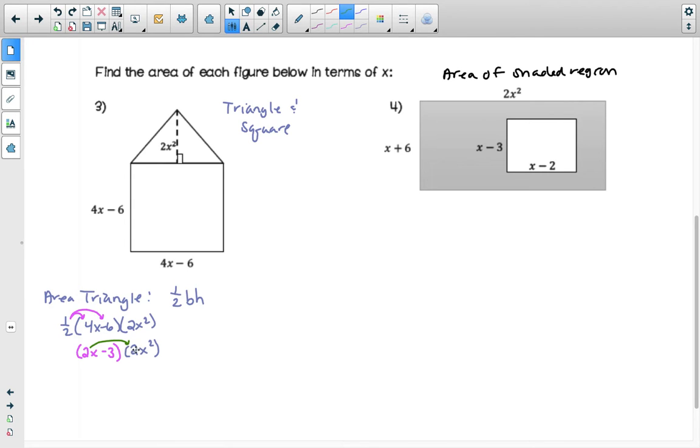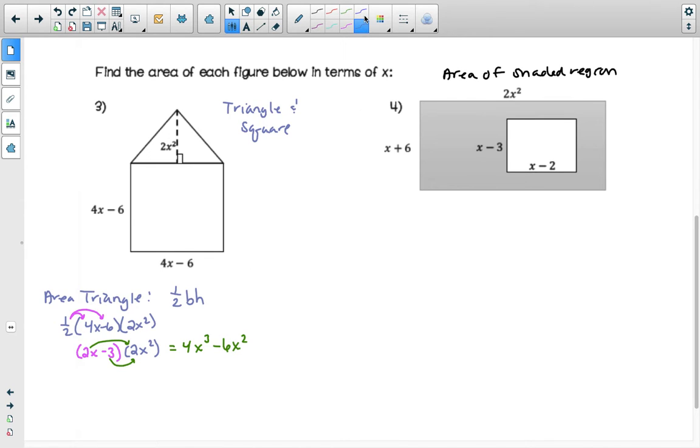I get 2x times 2x squared gives us 4. 2 times 2 is 4. X times x squared is x cubed because we add the exponents. I've multiplied my 2x to everything. Now I'll take my negative 3 and multiply it to everything. Negative 3 times 2x squared is negative 6x squared. This is the area of the triangle.